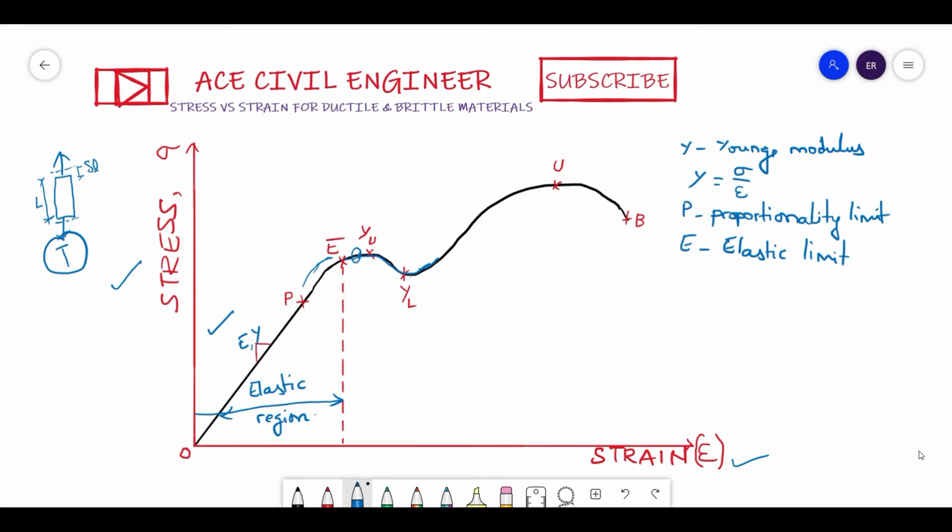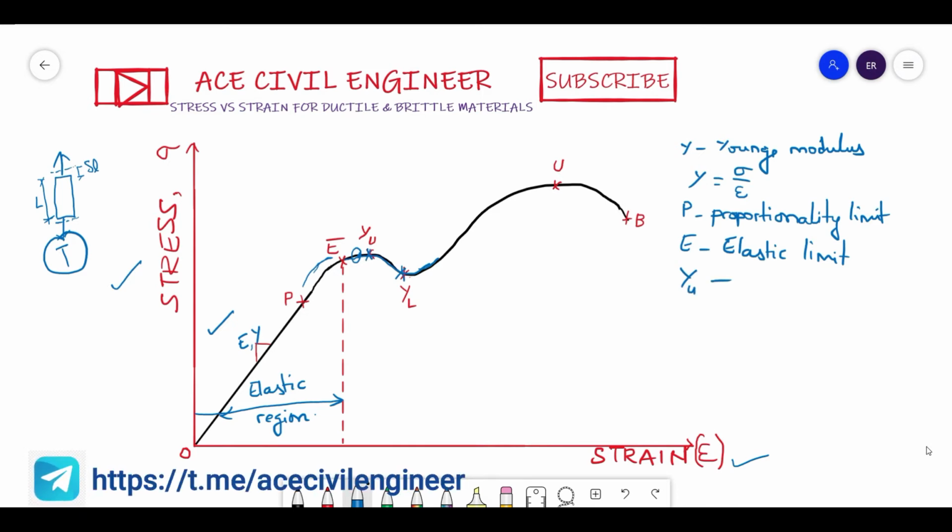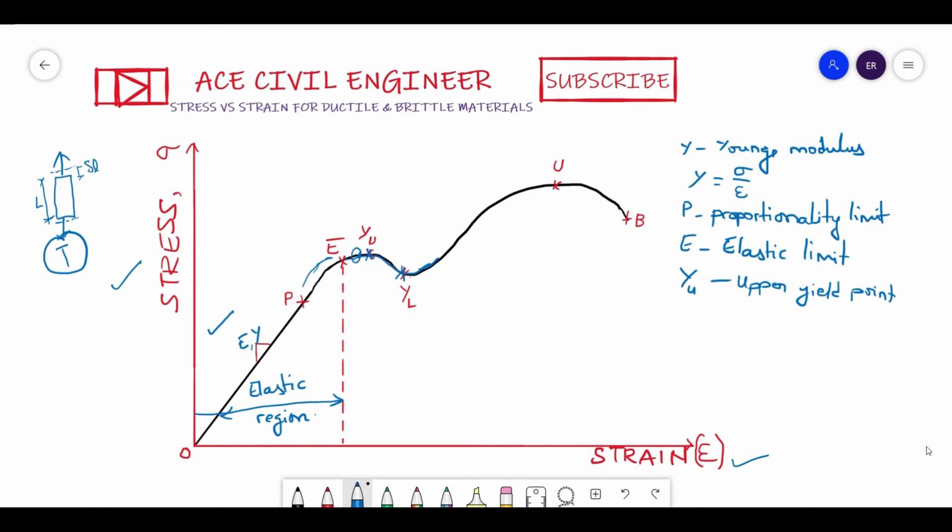Now, in this S curve, friends, what happens? You will see two limits. One is the upper limit, and another one is a lower limit. So this is the yielding point beyond which it will lose its capacity to come back to its original shape. Here, this is the upper yielding point. So here I'll note it down. YU is nothing but the upper yielding point, and YL is the lower yielding point.